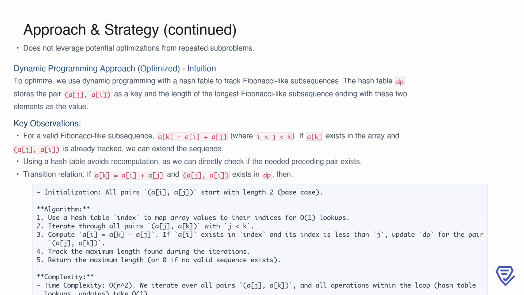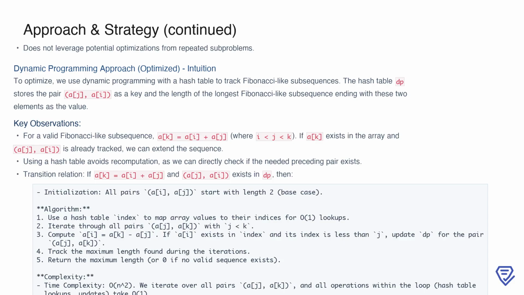This is where the dynamic programming approach comes into play. With dynamic programming, we use a hash table to track Fibonacci-like subsequences. The hash table, referred to as DP, stores pairs of numbers A[j], A[i] as keys and the length of the longest Fibonacci-like subsequence ending with these two numbers as values. This structure allows us to efficiently extend sequences without redundant recomputation.